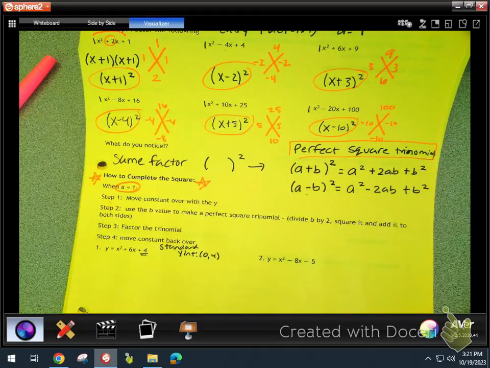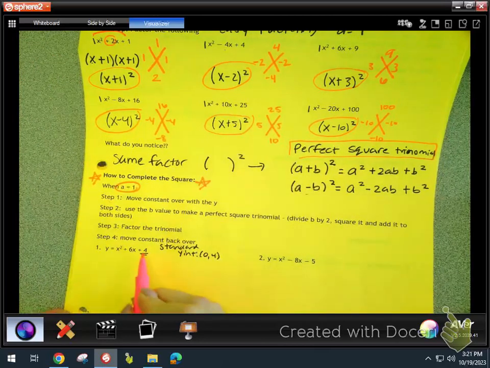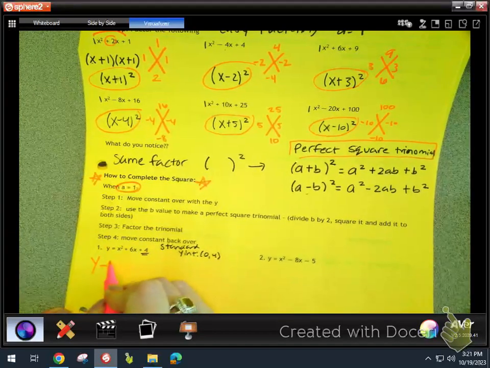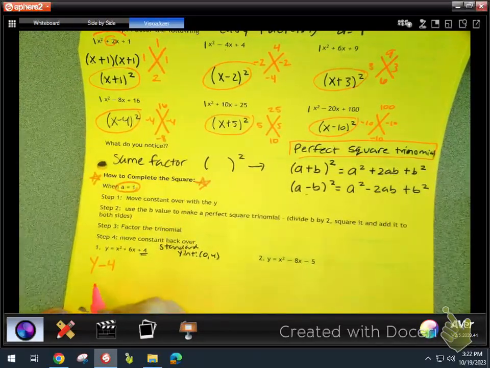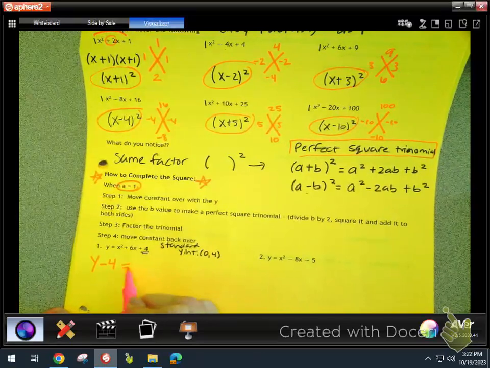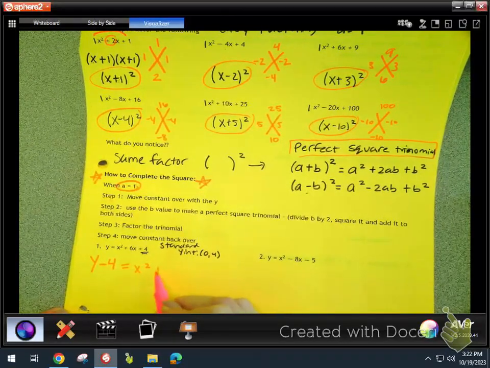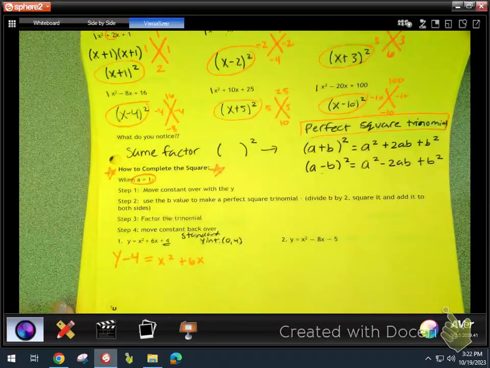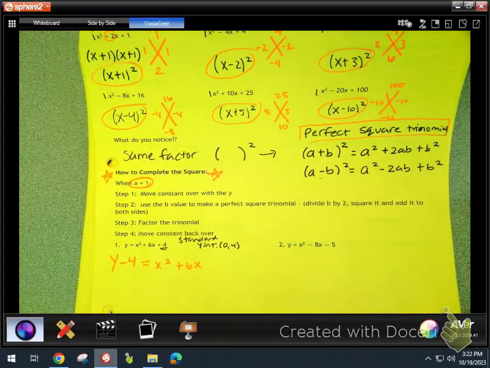So the first thing that I like to do is move my y-intercept to the other side of the equation. Now this is an equation, so you move stuff across your equal sign by opposite operations, and you always have to keep balance. So if I want to move this positive 4 to the other side, what am I going to do to it? Subtract it. So I have y minus 4. I can't combine those. And that's equal to x squared plus 6x, like that. That is step 1. Not anything crazy. Just move over the y-intercept.